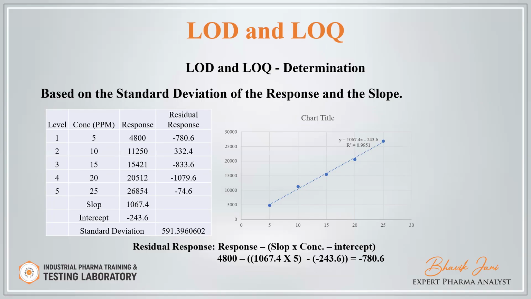So how to calculate the residual response? The calculation of the residual response is the response minus slope into concentration minus intercept. For example, our response is 4800 minus our slope 1067.4 into 5, the concentration, minus our intercept minus 243.6, and the result is minus 780.6 residual response.